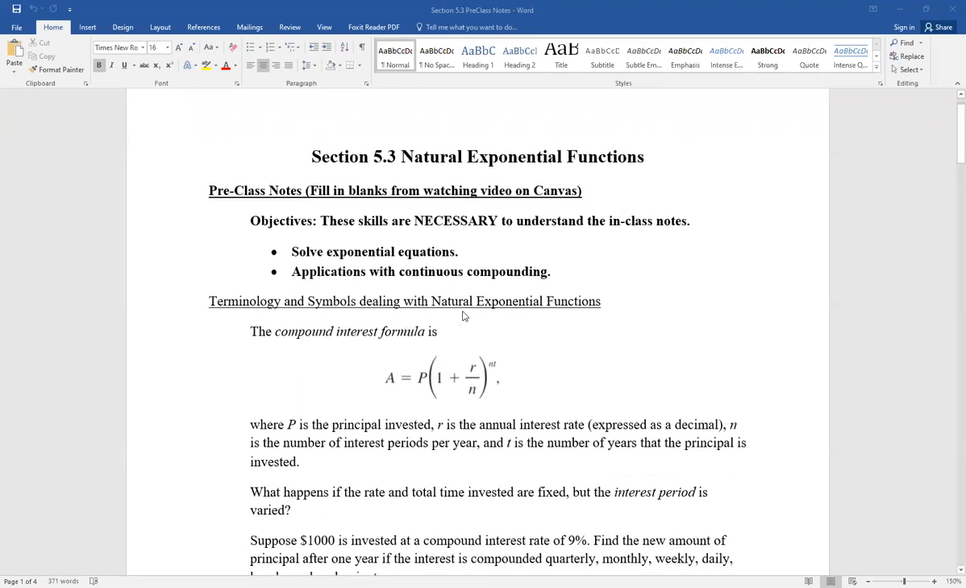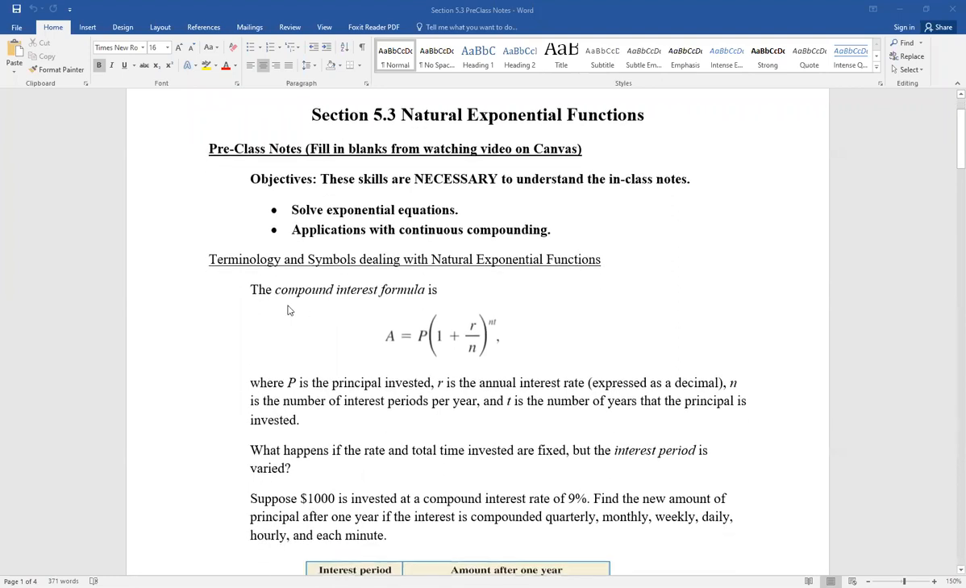So terminologies and symbols dealing with natural exponential functions, we're going to look at what's called the compound interest formula. This is the one that is covered in the in-class notes part of section 5.2. And it is that A equals P(1 + r/n)^(nt). Now, this is your future value. This is your present value in terms of investing money or borrowing money possibly.